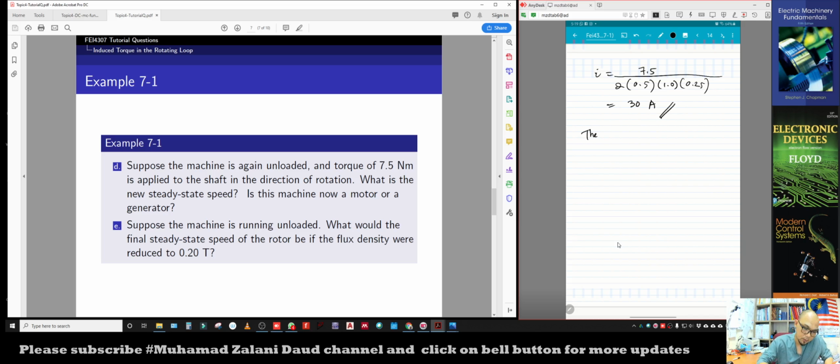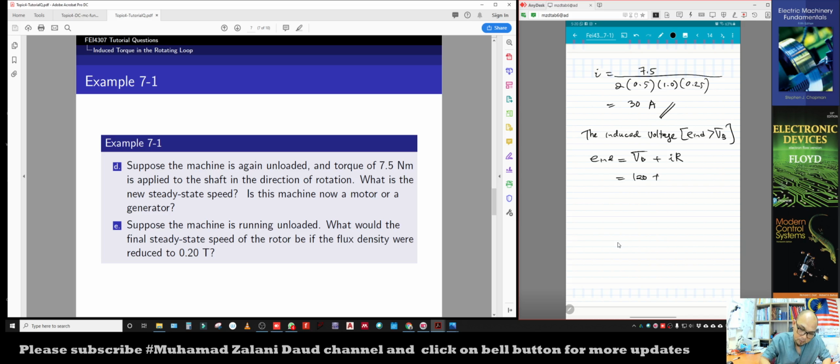So then the induced voltage. We know that this machine is now working as a generator. The induced voltage is now larger than VB, so we can use Kirchhoff's voltage law. The induced voltage equals VB plus IR. Then we can calculate the induced voltage now.